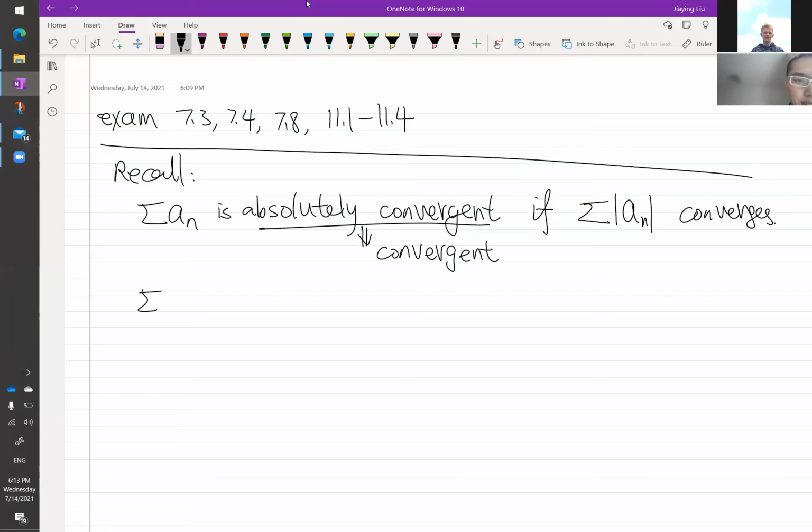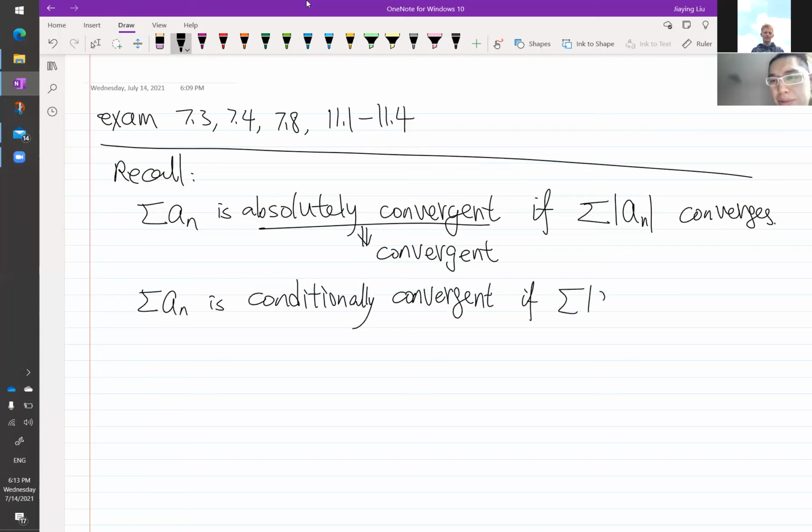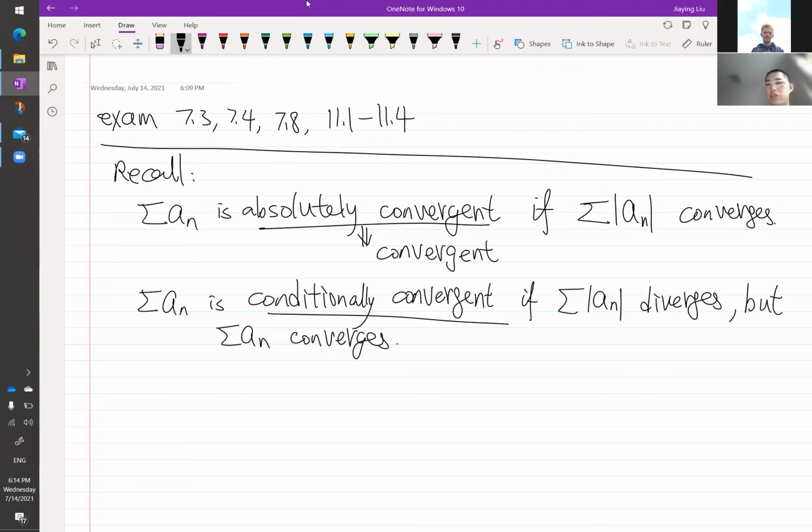And also, the series a_n is conditionally convergent if the absolute value of a_n diverges, but the series itself is convergent. I'm just going to write converges. So that's the difference between absolutely convergent and conditionally convergent.